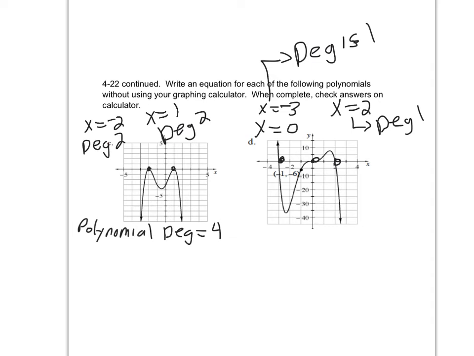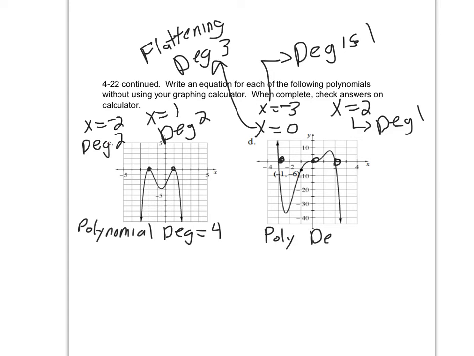And at x equaling 0, since there's a flattening, that degree has to be odd. So that's going to be of degree 3. So overall, this polynomial degree is 1 plus 1 plus 3 or 5. Use that to help write your equations. When you're done, come back and check your work.